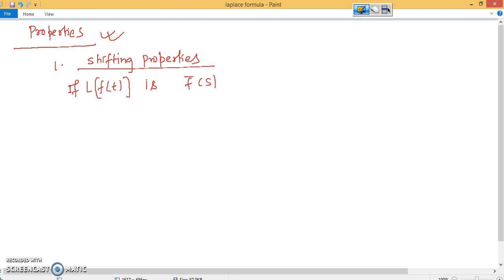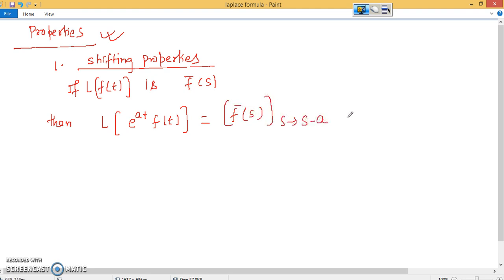then if somebody asks you to find the Laplace of e to the power of at into f of t, you have nothing to do. Whatever the Laplace transform of this f of t is, you write the same thing and just replace s with s minus a. Is it clear? We'll see the example.